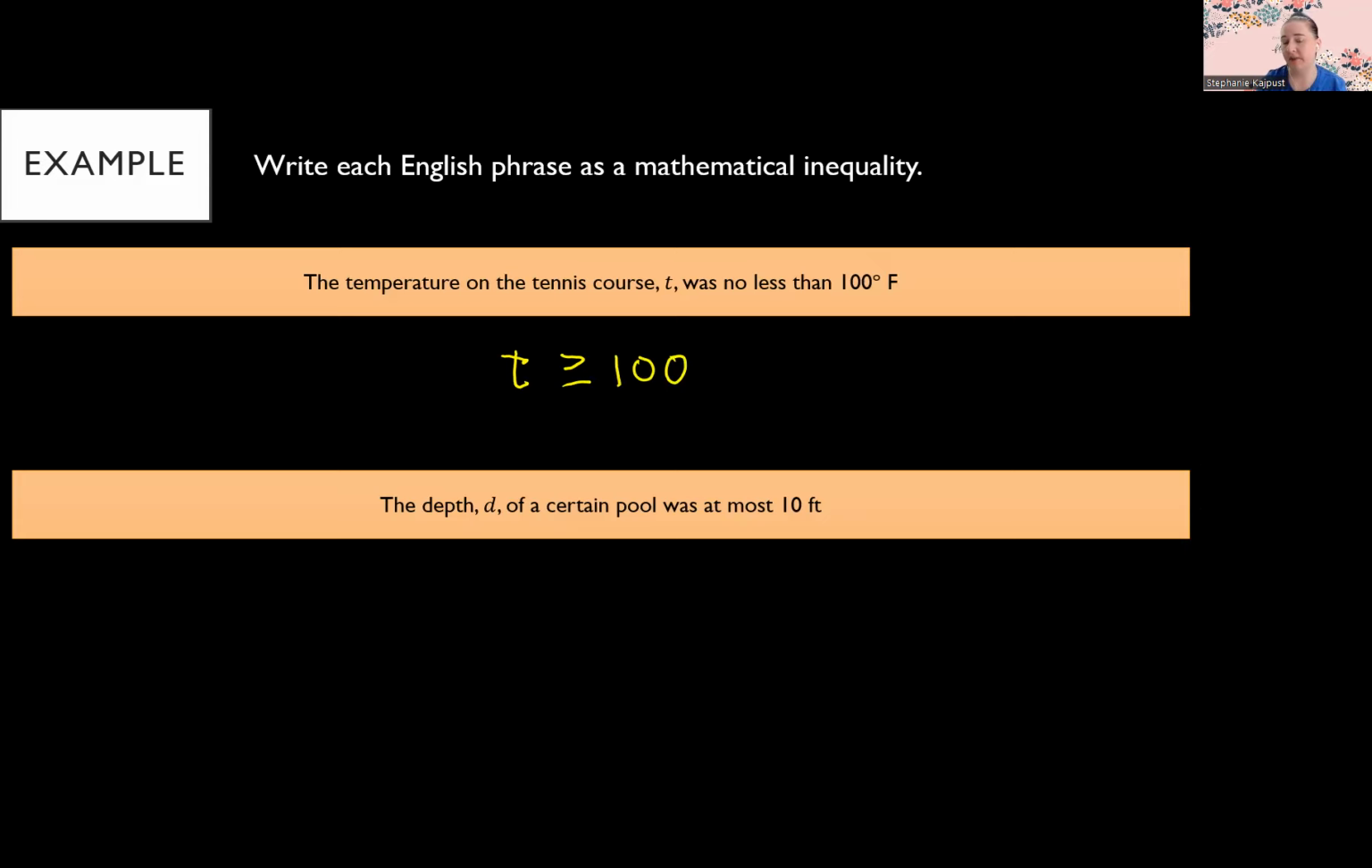And then the depth, D, of a pool was at most 10 feet. At most could be equal to 10 feet, or could be less than 10 feet. So this is a less than or equal to. So D is less than or equal to 10.